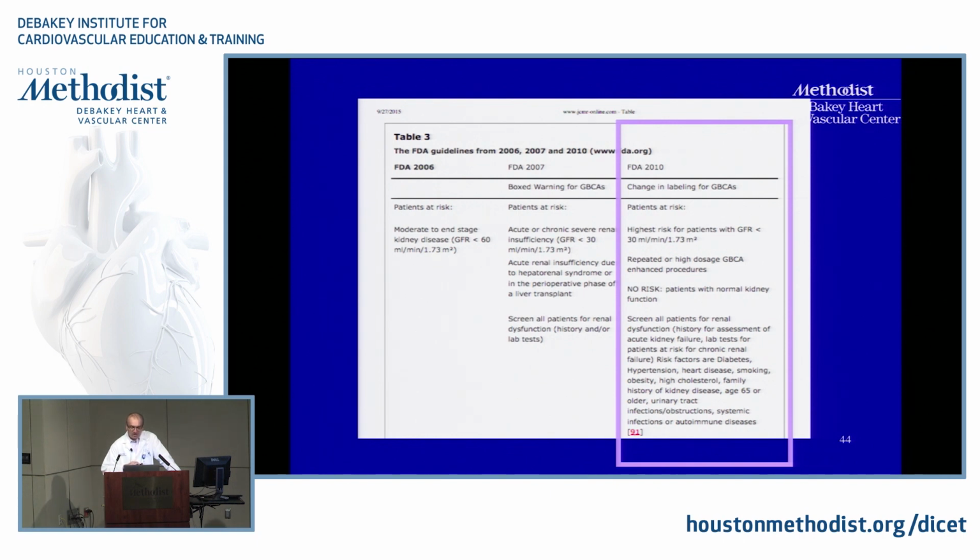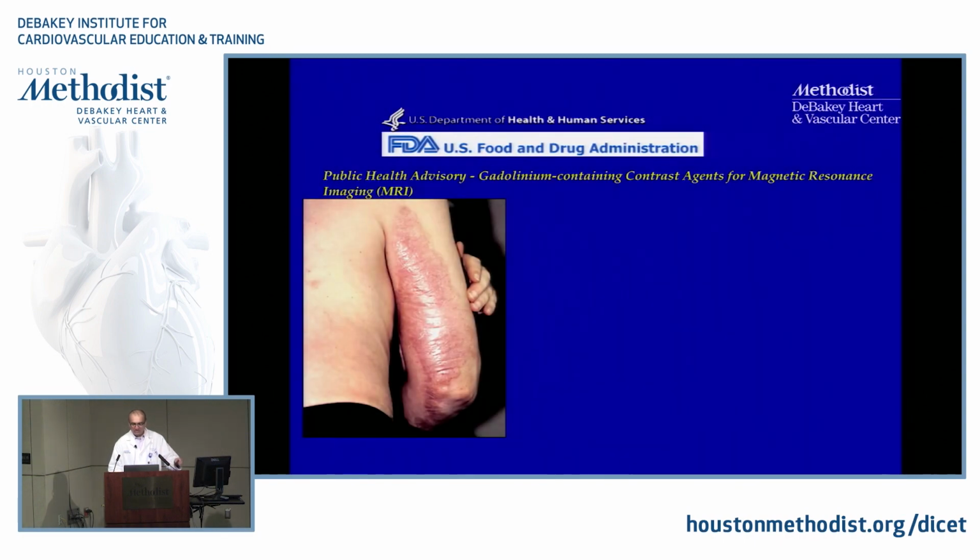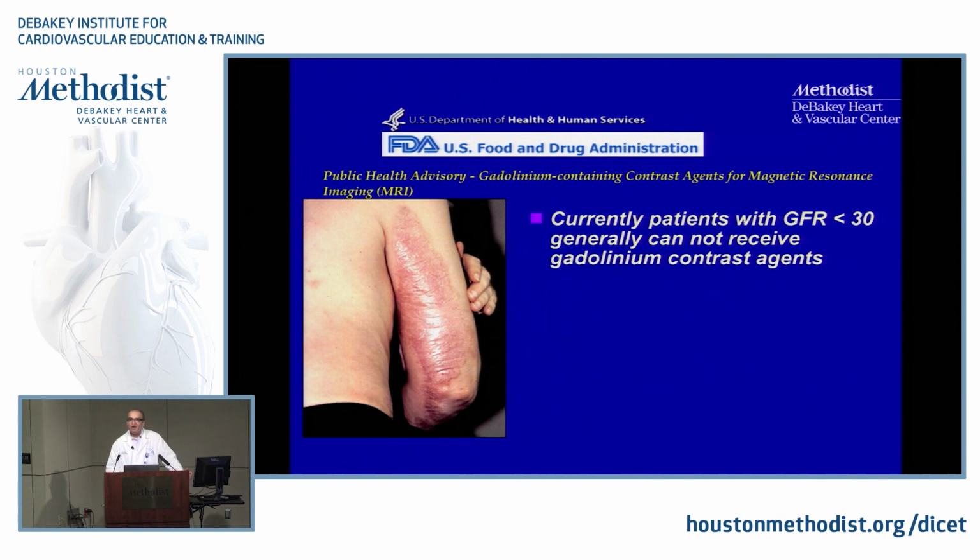And therefore, the screening algorithms were altered as well, not to say that all patients necessarily need to get lab testing, but all patients need to at least get some evaluation based on either history or lab testing to look for the presence of renal dysfunction. But what that did leave, though, was really that if you had a chronic GFR less than 30, you couldn't get gadolinium-based contrast agents. So there was really no option for these patients.